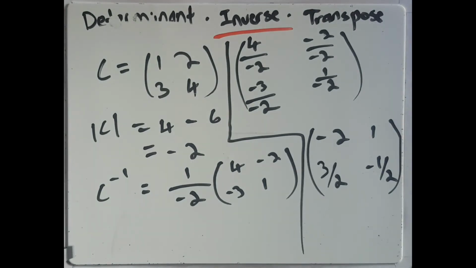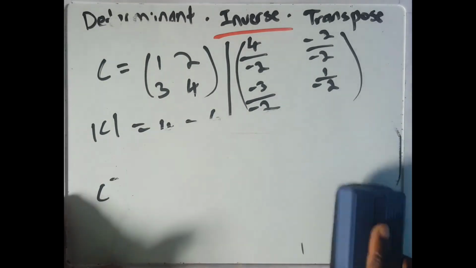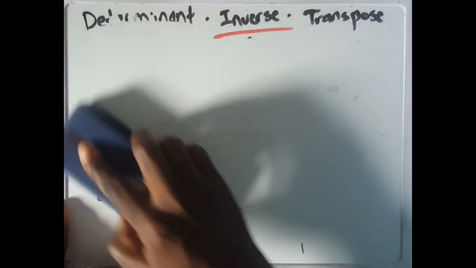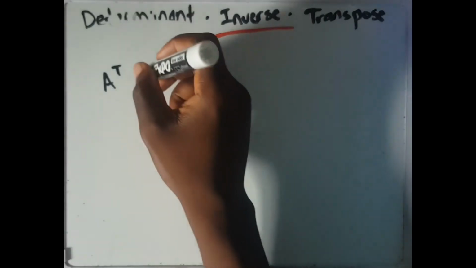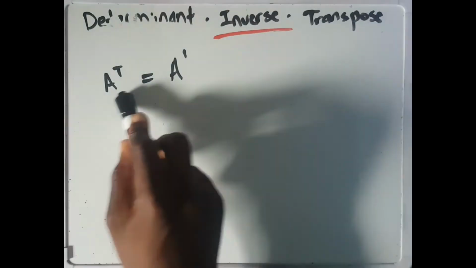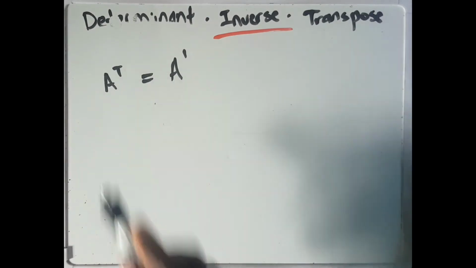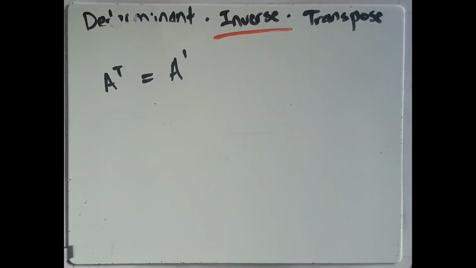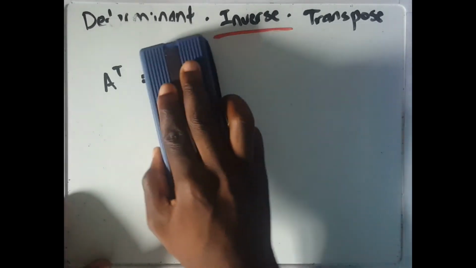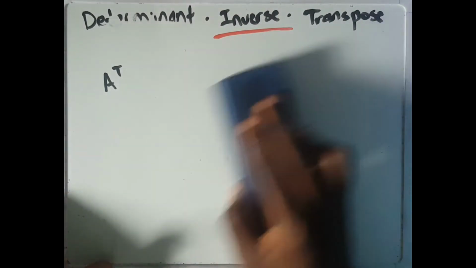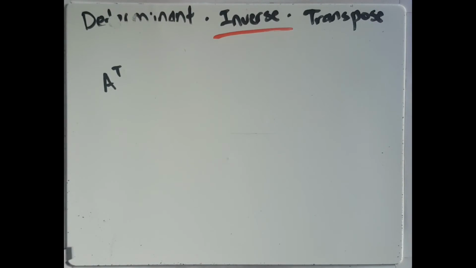Moving now to the transpose of a matrix. The transpose of a matrix is denoted by A transpose, which is the notation you are more likely to see in books. So we are working with that. The transpose of a matrix is when you switch rows for columns.